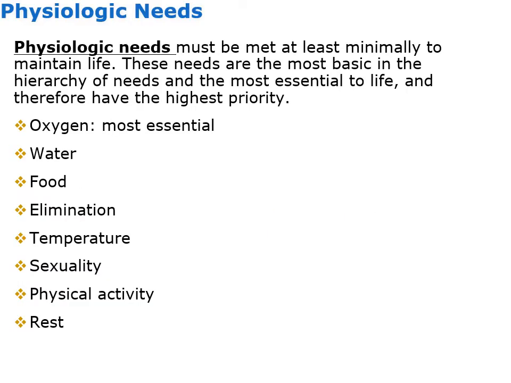Physiological needs have to be met at least minimally to maintain life, and they're the most basic in the hierarchy of needs and the most essential to human life. Therefore, they have the highest priority. Oxygen being number one, followed by food, water, elimination, temperature, sexuality, physical activity, and rest. You already should know that oxygen is most essential because all the cells in the body require it for survival.